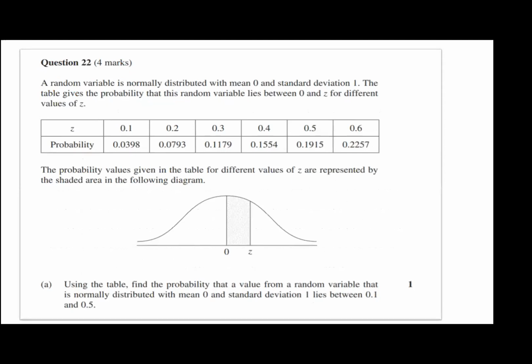Question 22 is a long worded question. So students obviously needed to understand what the question is actually asking and what it's explaining, and there is important information here that needs to be read. For part A, using the table, we wanted to find the probability that a value from a random variable that is normally distributed with a mean of 0 and a standard deviation of 1 actually lies between 0.1 and 0.5, noting that it's only worth 1 mark.